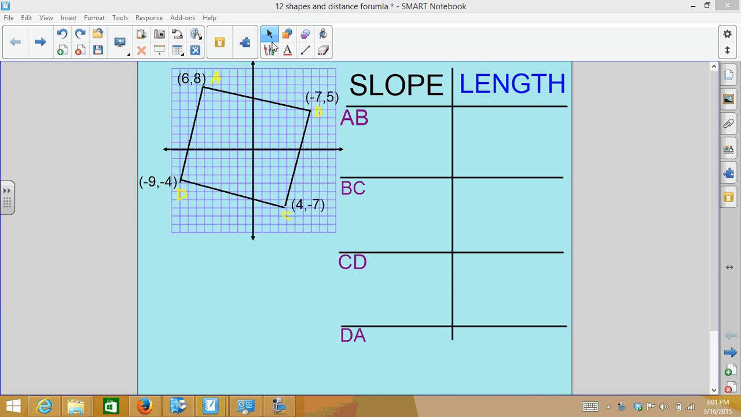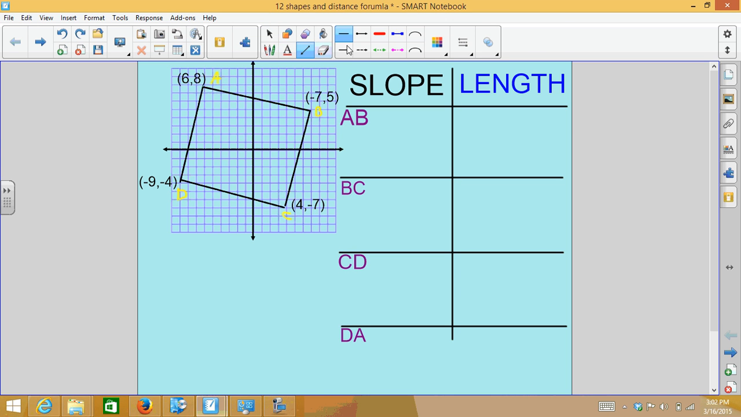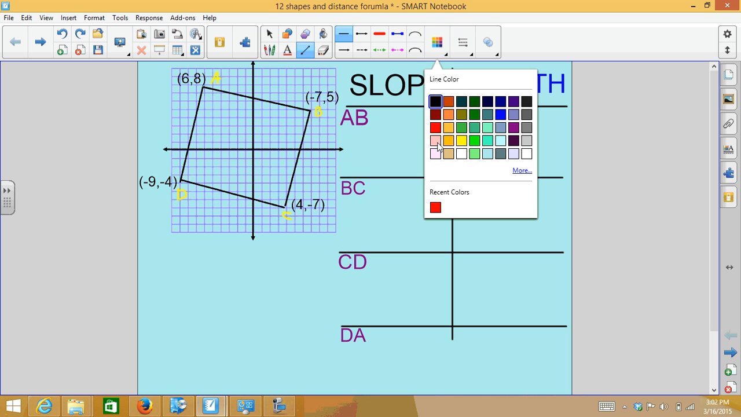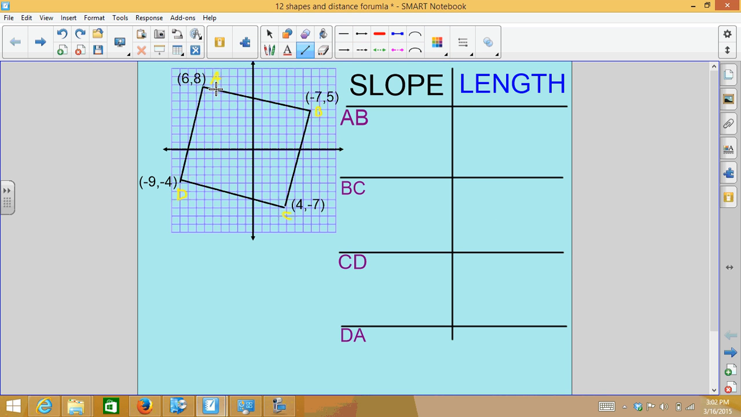Okay, so first of all, we're looking for the slope, and slope is rise over run, how the rate of change happens on this line and the other lines as well. So what we did in class today was we took this rise over run triangle, this slope triangle, and we're going to start with line A to B.